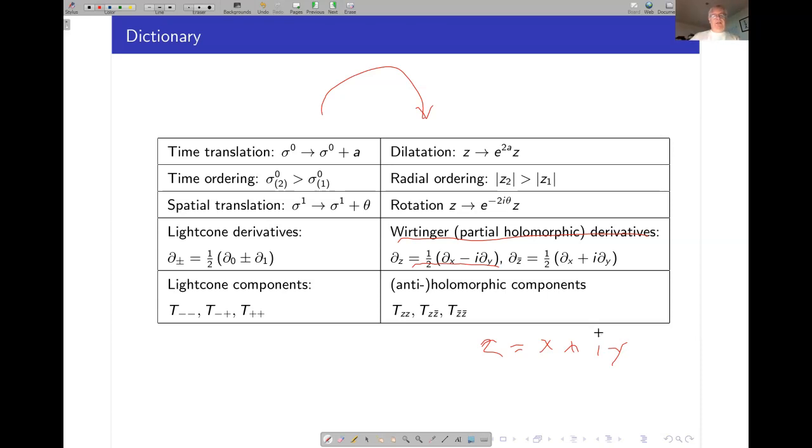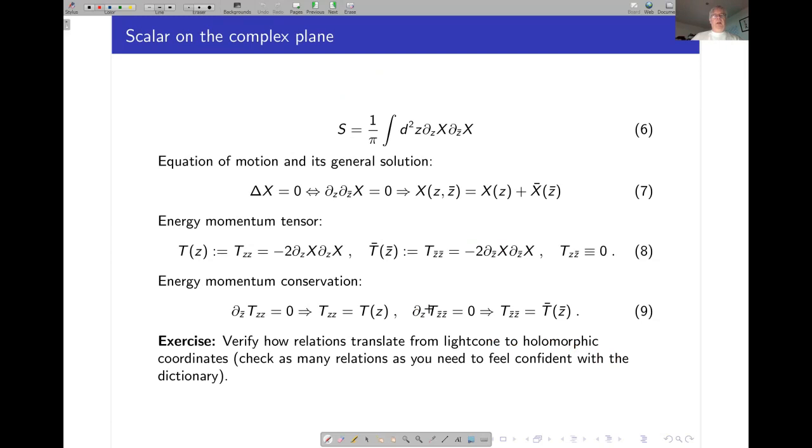In particular, if you apply this to tensor components, then light cone components become holomorphic or anti-holomorphic components, which we label by indices z and z bar. These are the labels that worldsheet tensors have if we work in the complex plane. And here is then, for reference, again, how the scalar field on the complex plane looks like.